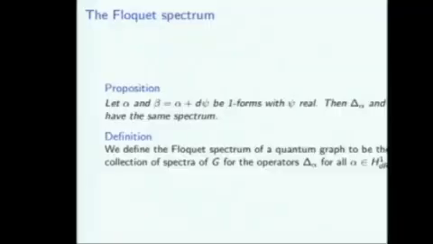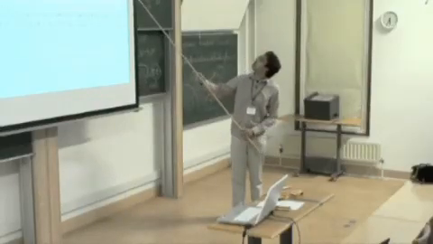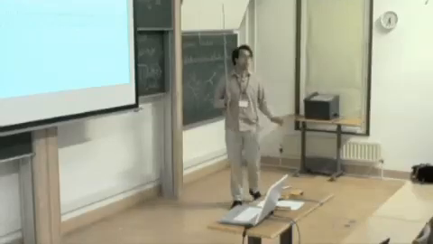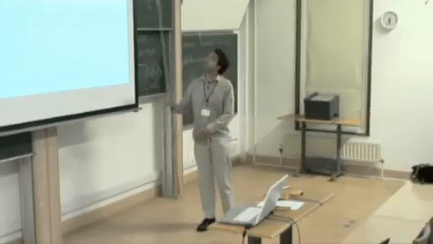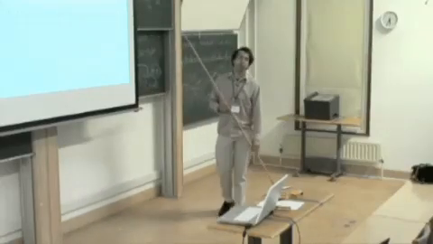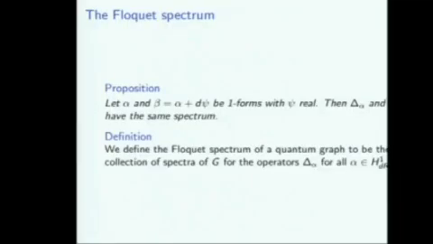A quick check that one can do is, if I have two different one forms that differ by an exact form, then nabla alpha and nabla beta actually have the same spectrum. That's a fairly quick check. You can directly transform the eigenfunctions. If I have an eigenfunction for one of them, then I can get the eigenfunction for the other one by multiplying by e to the i phi.